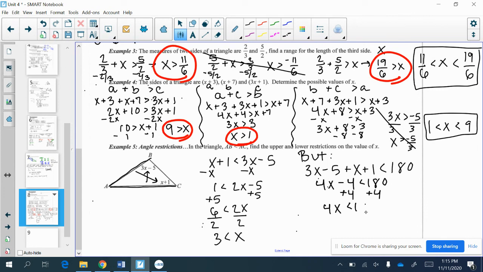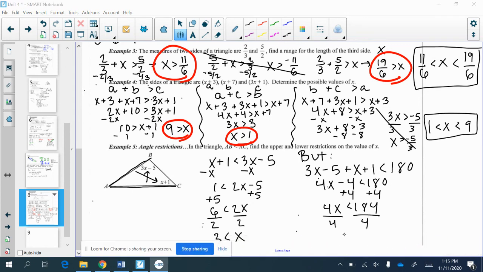4x is less than 184. And x is less than 46. So those are my two restrictions. So x has to be between 3 and 46. So that is going to be my final answer.